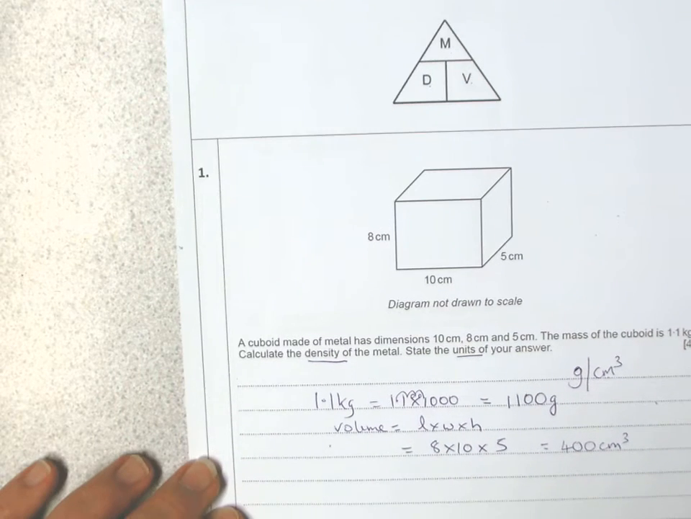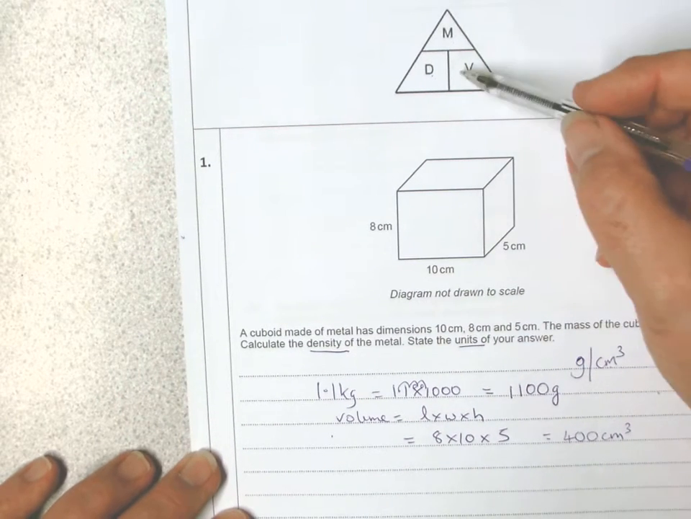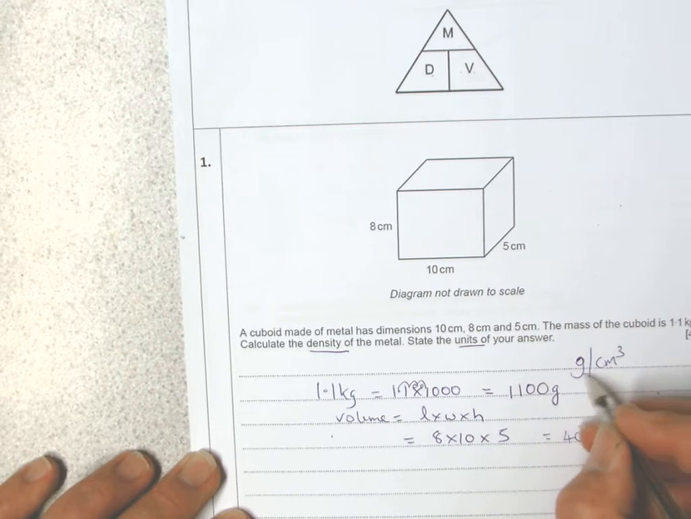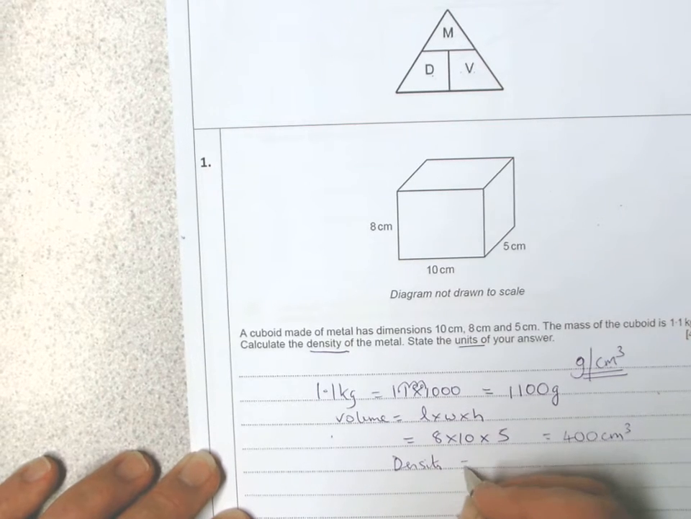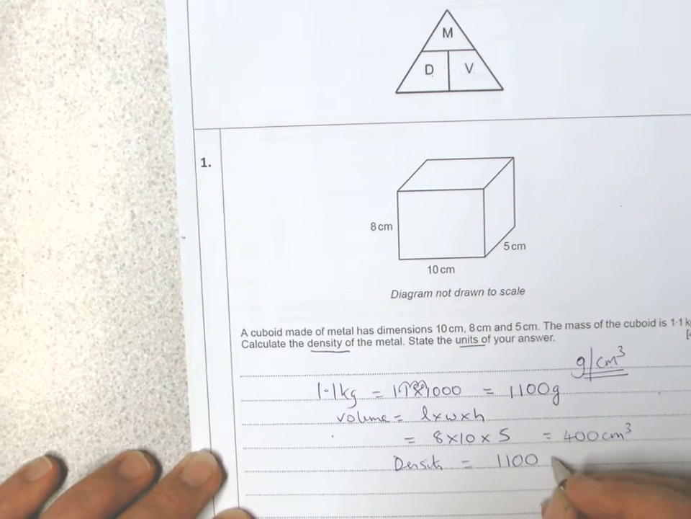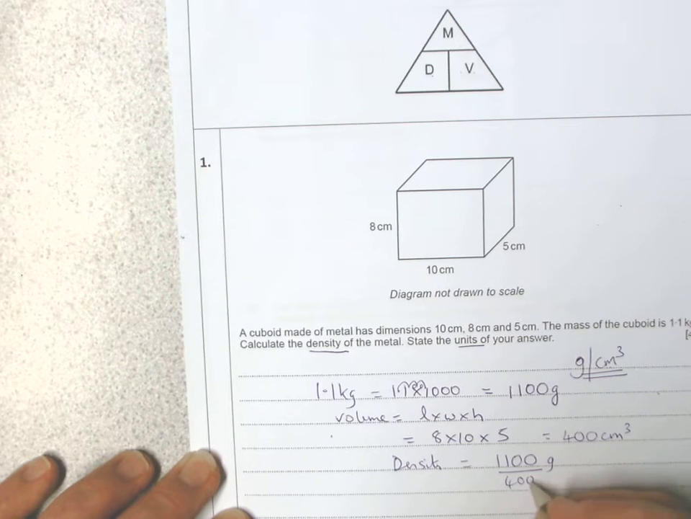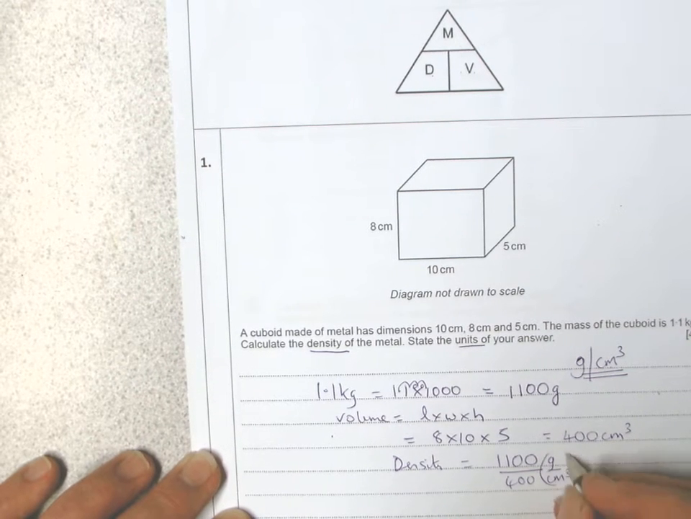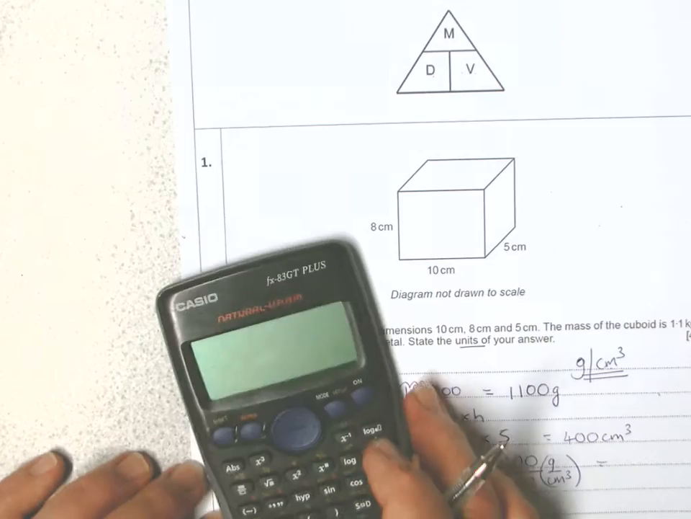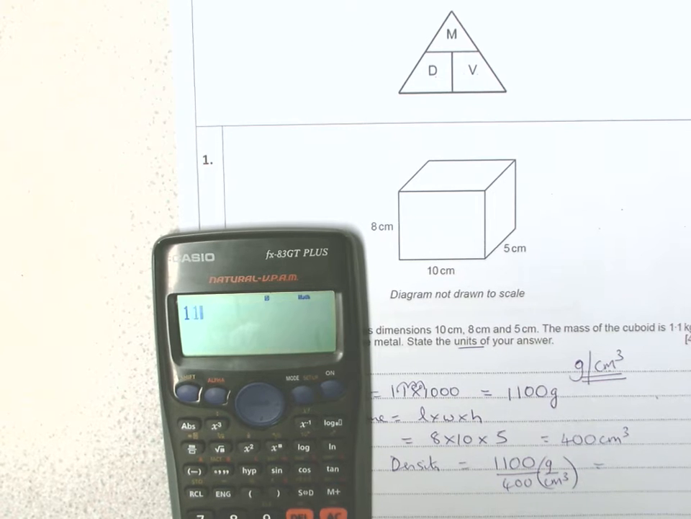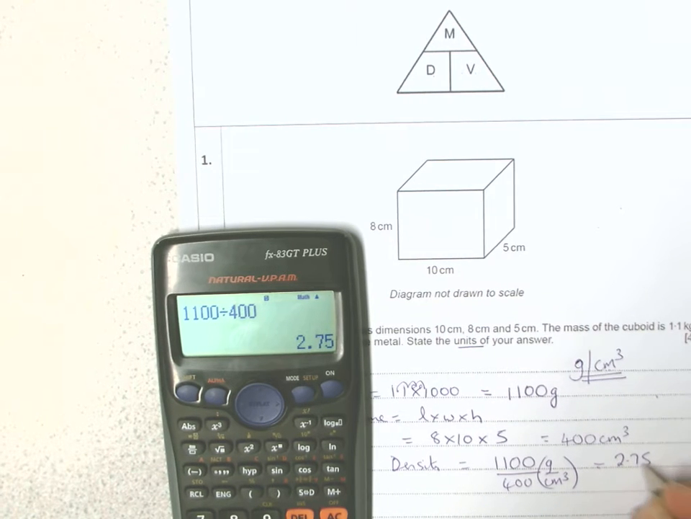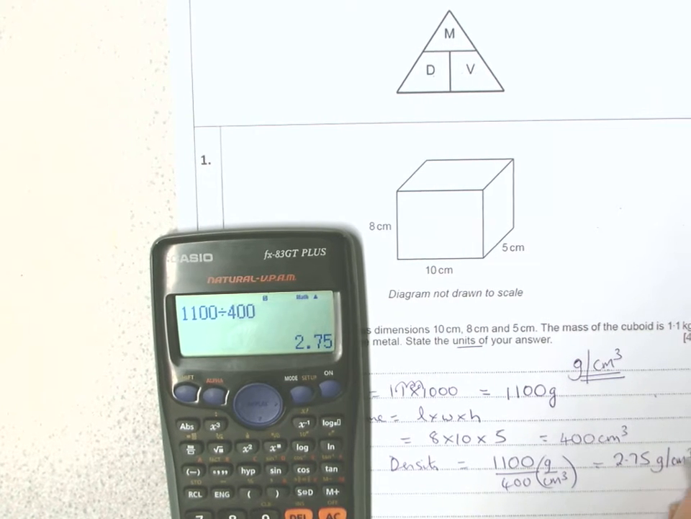So my formula is set up. I either remember the triangle at the top or just follow the units. The density will be 1,100 grams over 400 cubic centimeters. There's my units, and dividing that, I get an answer of 2.75 grams per cubic centimeter.